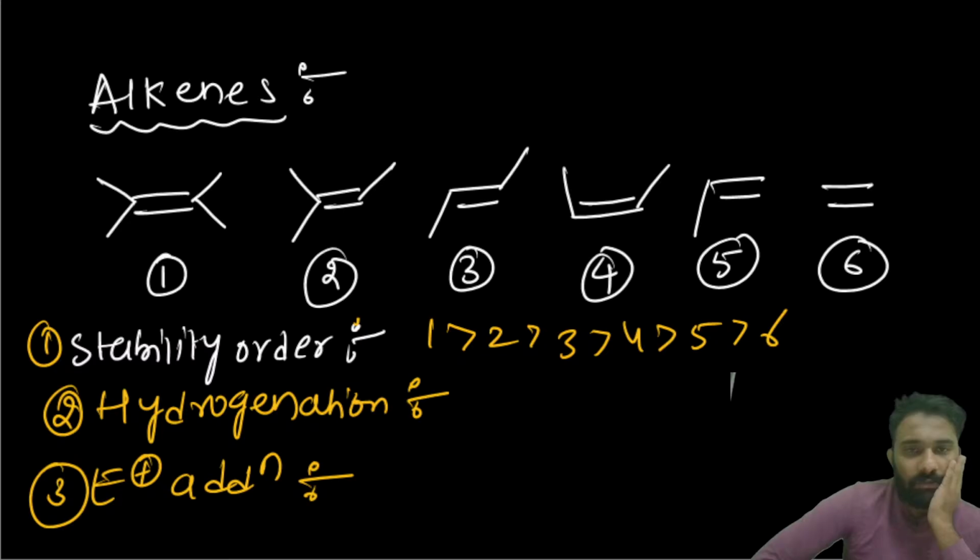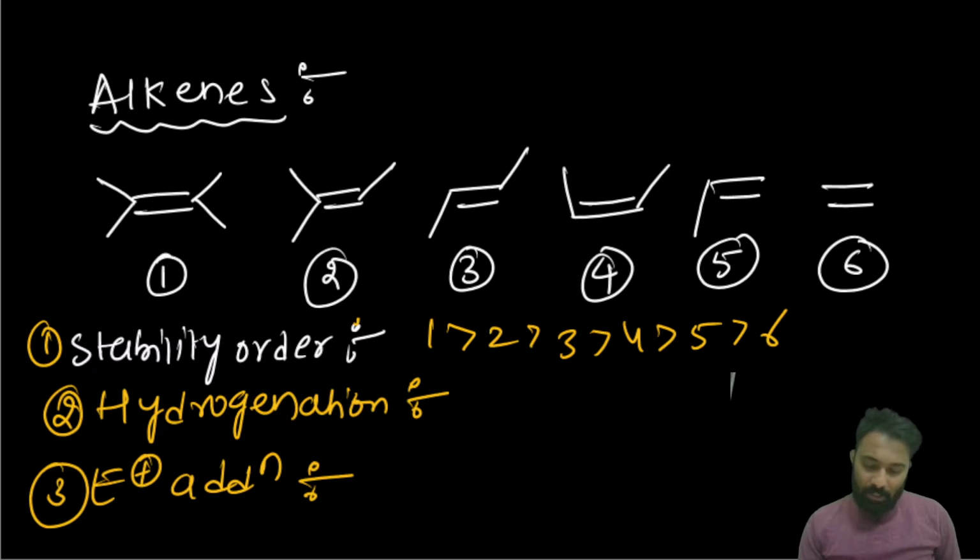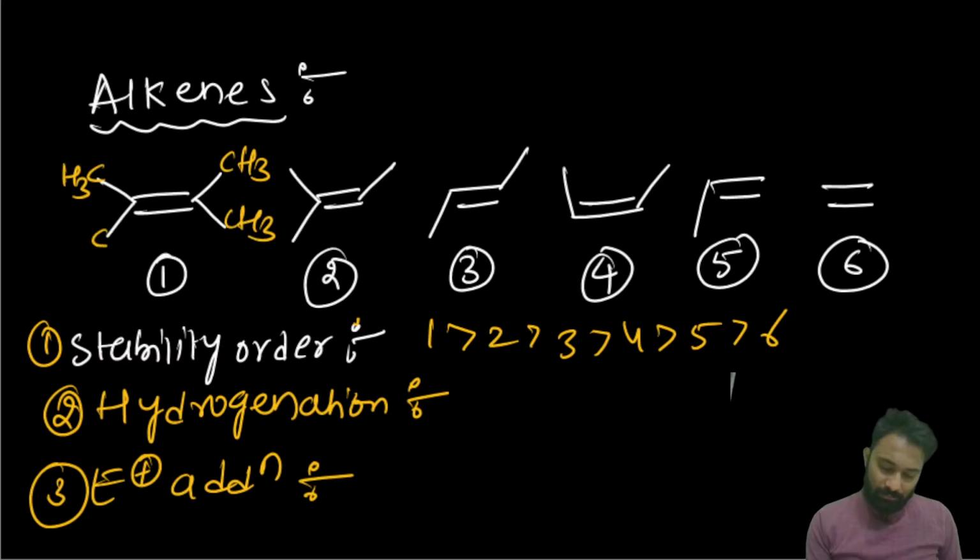What is the order of electrophilic addition? The electrophilic addition order is 1, 2, 3, 4, 5, 6. Good. Here it follows the stability order, because here we have 12 alpha hydrogens. Due to the presence of these 12 alpha hydrogens, it is more stable. Then here the 2, then 3, 4, 5, and here the 6.